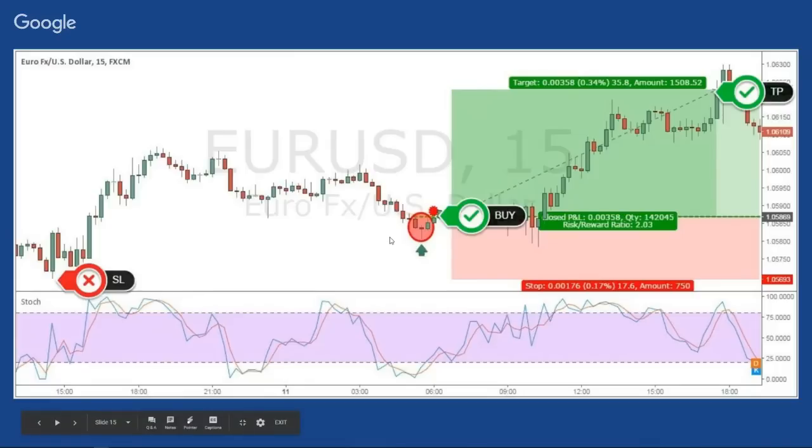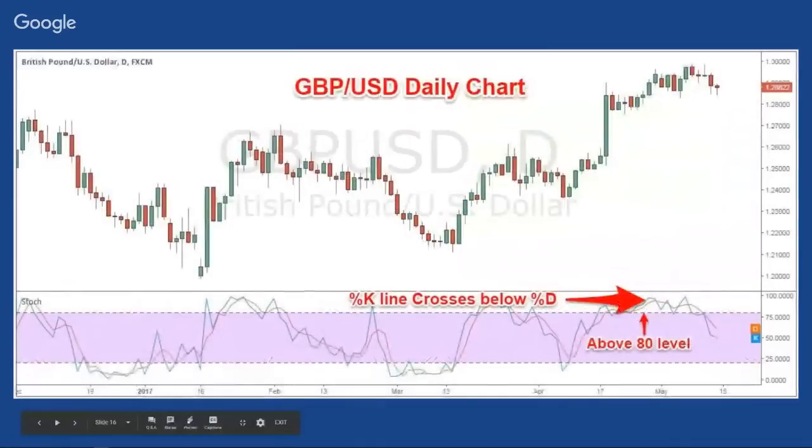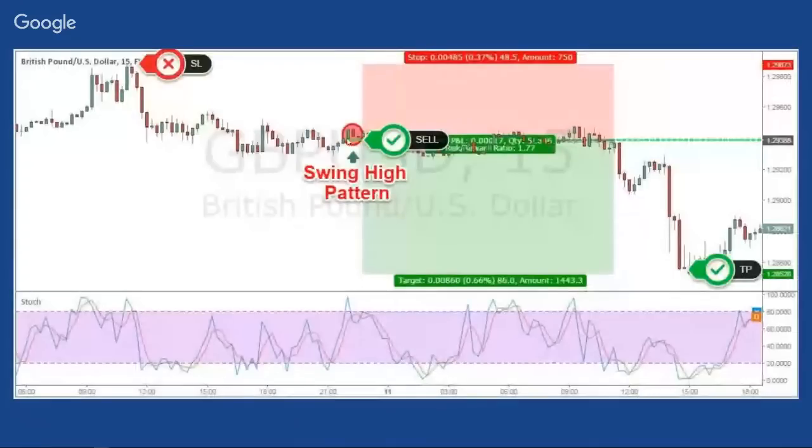Now, like I mentioned, that was a buy trade. This is what a reversal or a sell trade will look like. You're going to look for the percent K to cross above the 80 level and then cross below the percent D. And you're going to look for the percent K to drop below the 80 level again. Then you're going to look for a 3 candle swing high pattern.